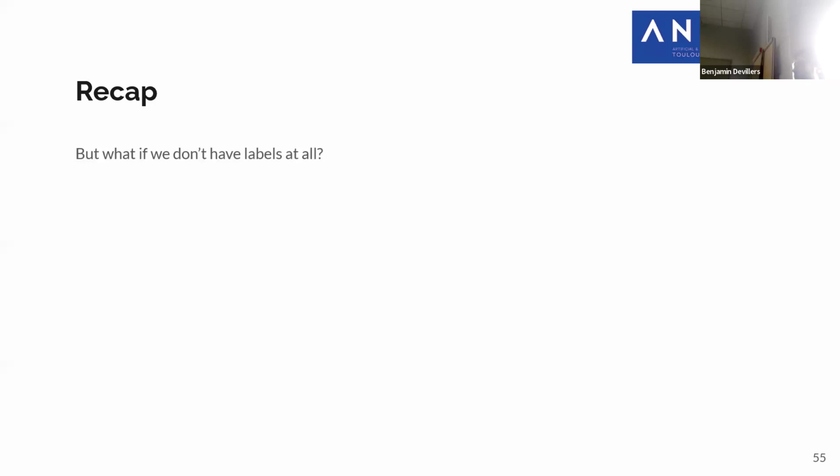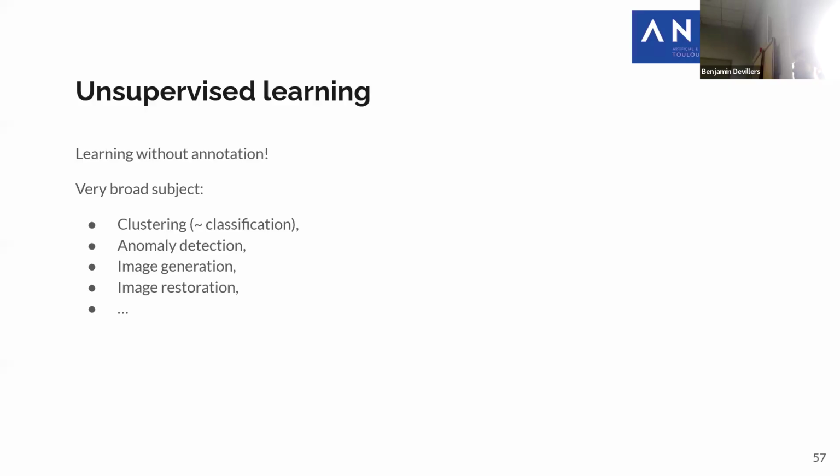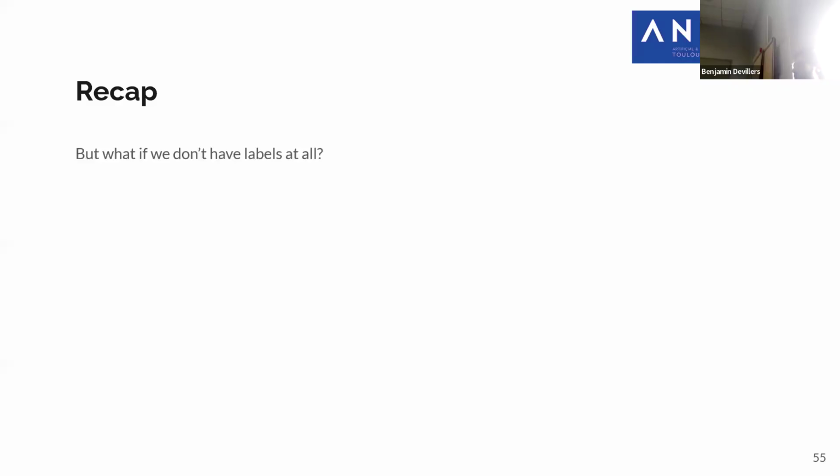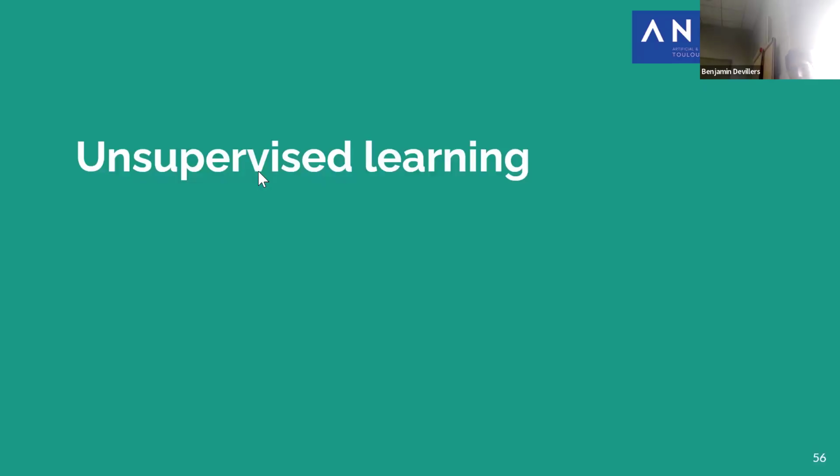Okay, so now the question is what to do if we don't even have labels. Until now we had some kind of labels. Here we had the semantic vectors that could help. The question is what to do if we don't have labels. And unfortunately, I think we don't have time for that.